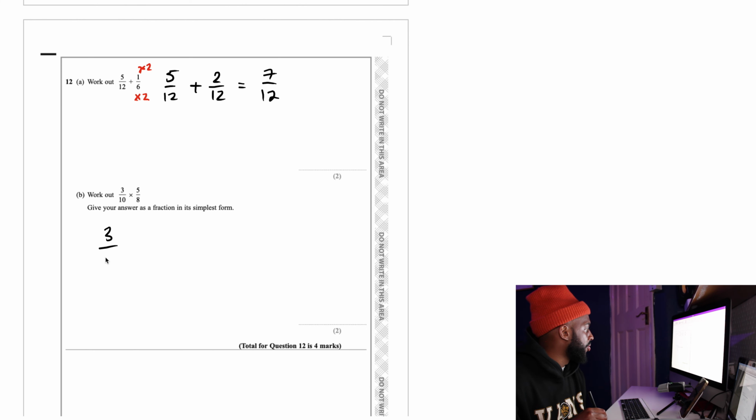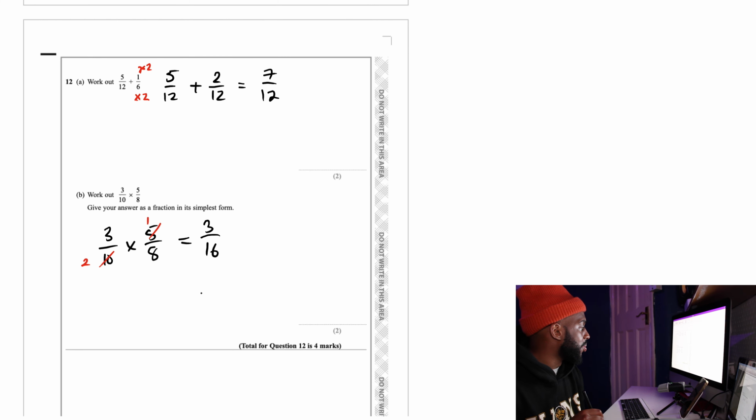This question here, 3/10 times 5/8. Well, first of all, we're going to cross cancel by dividing 10 by 5 and that 5 by 5, and that's going to leave us with 1 there, 2 there, which makes it easier for us to times now. So 3 times 1 is 3, and 2 times 8 is 16, and we leave it like that. That is its simplest form.